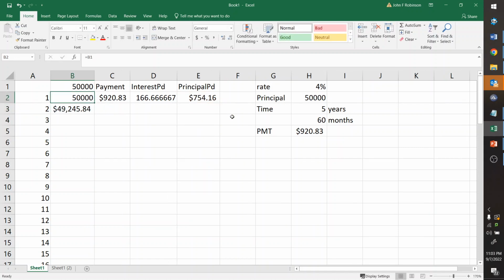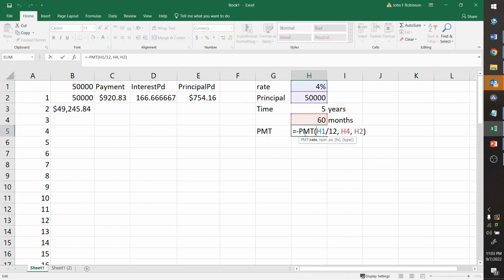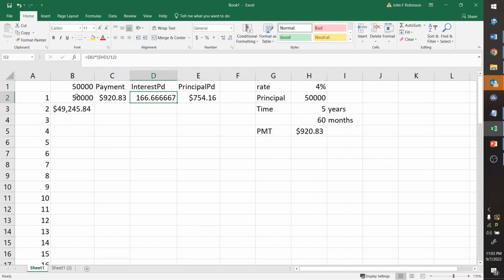Right, so just to recap, this payment, the $920, came from a calculation using the PMT function, with the rate, the number of periods, and the loan size. And then we calculated interest using the principal multiplied by the rate, which in our case is 4% divided by 12. And then this last one is the red cell here minus the D cell.